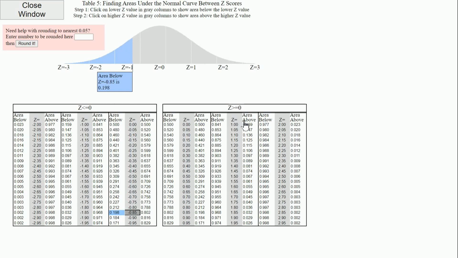Next, we click on the entry for z equals 1.25, which highlights in green the area of 0.106, which is the area above the z-score of 1.25. The area between the z-scores in pink is 1 minus the area below of 0.198 minus the area above of 0.106, which works out to 0.696.